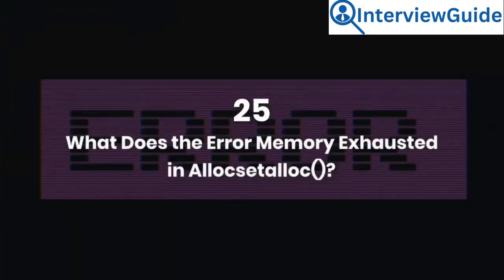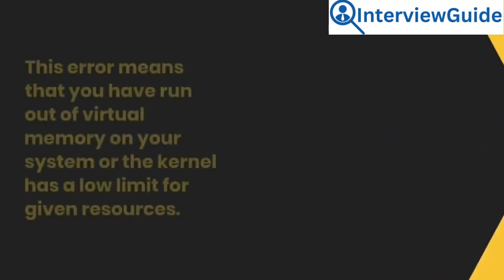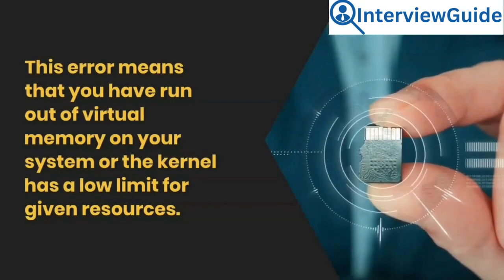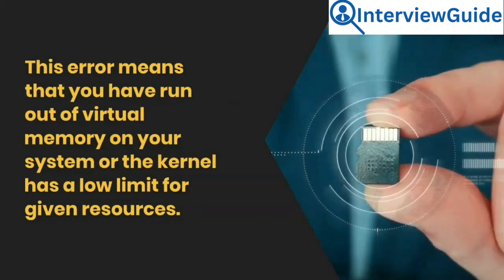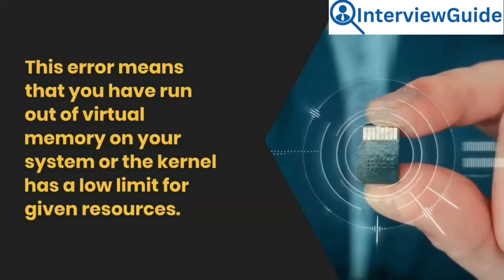25. What does the error memory exhausted in ALLOCSETCONTEXT mean? Sample answer. This error means that you have run out of virtual memory on your system or the kernel has a low limit for given resources.